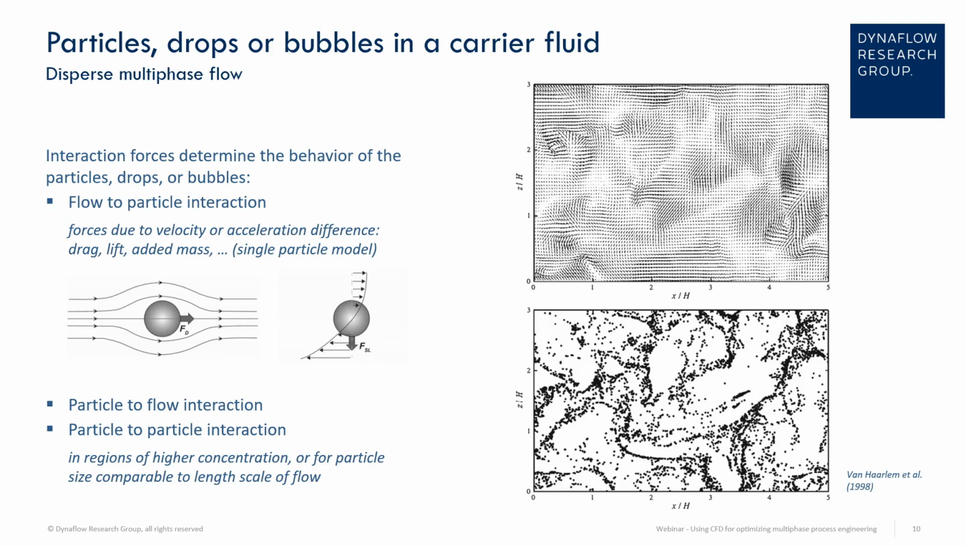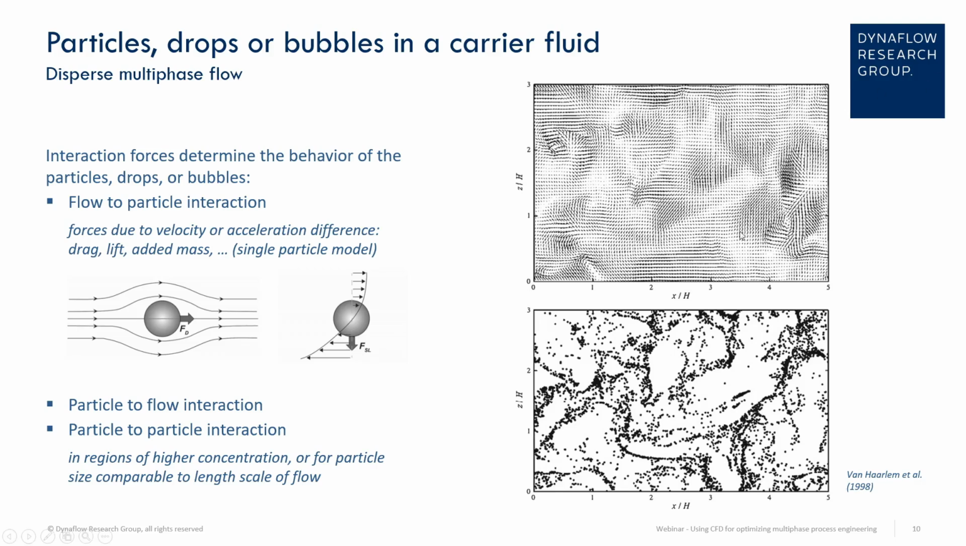These effects occur either in regions of higher concentration, where you have a lot of particles together, or if you have a particle size which is comparable to the length scale of your flow. And these are more difficult to assess, because then the flow forces the particle, but also the distribution of particles changes the turbulence in the flow, which then changes the forcing. So you have a feedback loop, basically a coupled effect.